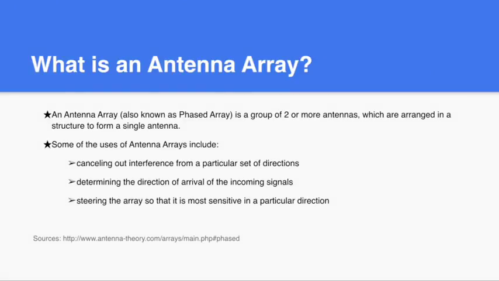An antenna array is a group of two or more antennas that are arranged in a structure to form a single antenna. There are multiple uses of this machine. For example, they can be used to cancel out the interference from a particular set of directions, or they can determine the direction of arrival of an incoming signal.